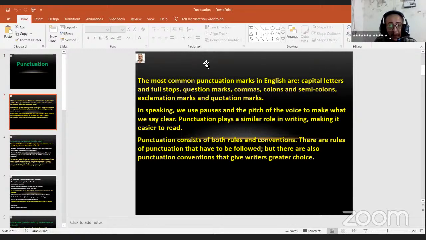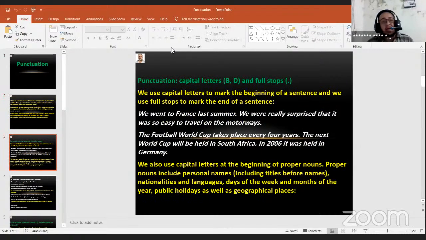Punctuation consists of both rules and conventions. There are rules of punctuation that have to be followed, but there are also punctuation conventions that give writers great choice. Let's come to the first one, capital letters: how and where to capitalize, and full stops. I will first read the yellow words, then give the examples and explain them on the white words.